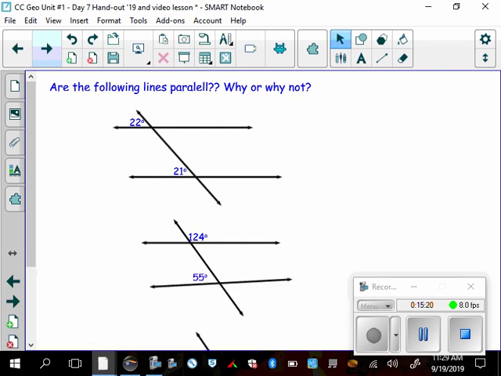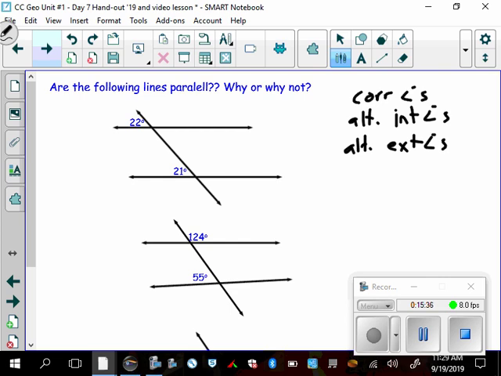Okay, this was on the homework. Are they parallel or not? And it hinged upon whether any of the sets of angles are congruent. So corresponding angles, alternate interior angles, alternate exterior angles, these should all be equal. And then we had same side interior equaled 180.